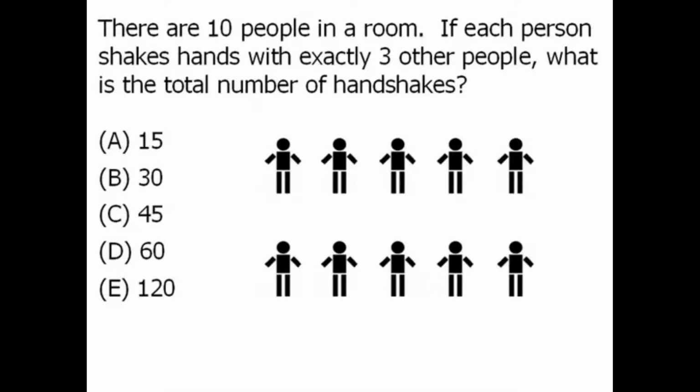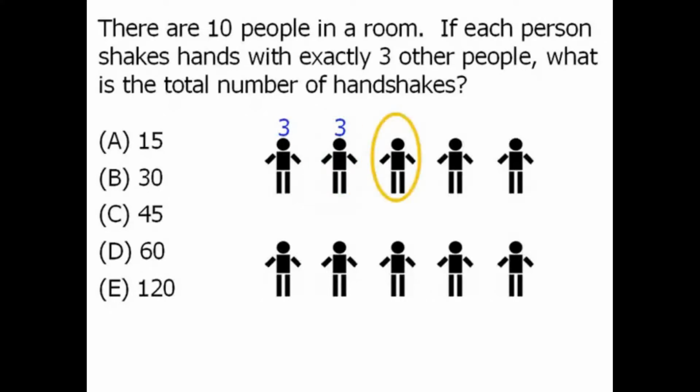To solve this question, please consider the following scenario. These are the 10 people in the room, and each person in this room just finished shaking hands with 3 other people. So now when we approach this person up here and ask, how many people did you shake hands with? The person says 3. So far the total number of handshakes is 3. Now we ask this person, how many people did you shake hands with? And the person replies 3. So now our total is 6.